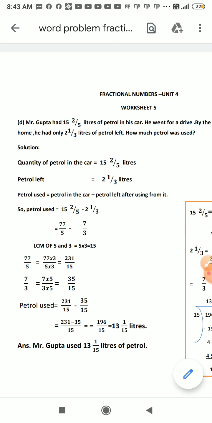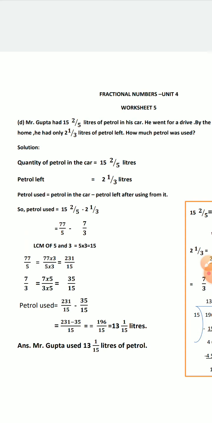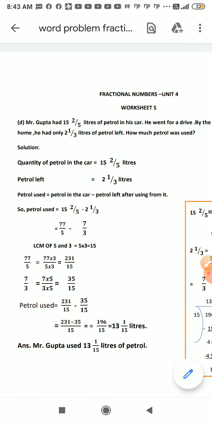Now you can see Mr. Gupta had got filled 15 2/5 liters of petrol in his car. So quantity of petrol in the car is equal to 15 2/5 liters. This is the statement you have to write. Now when he went for a drive and reached home, only 1/3 liters of petrol was left. So this is the second statement. Petrol left is equal to 1/3 liters.